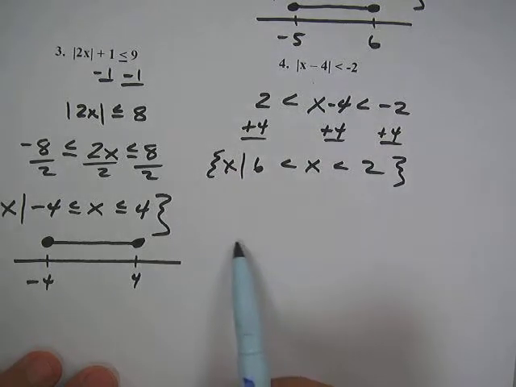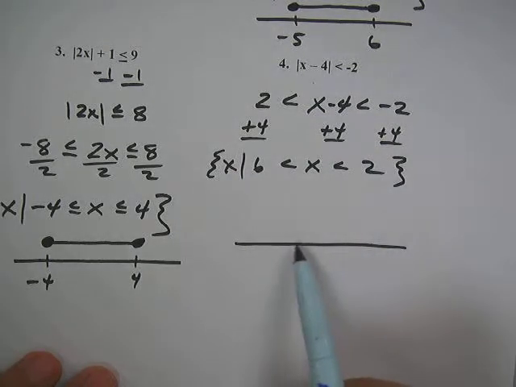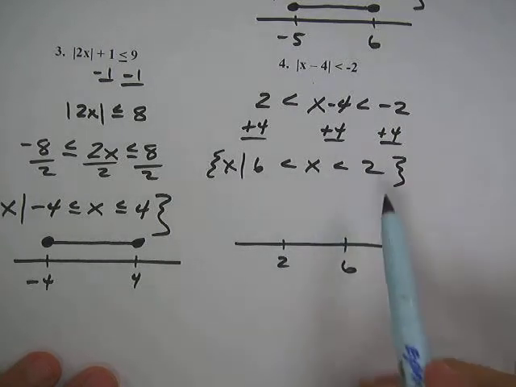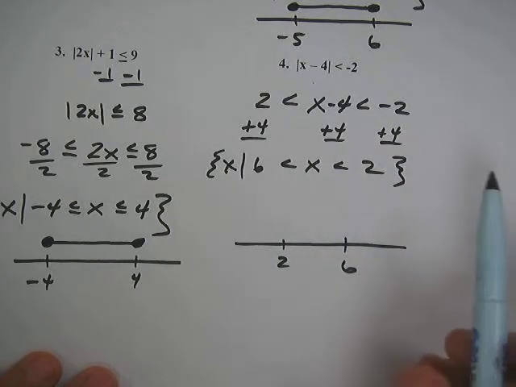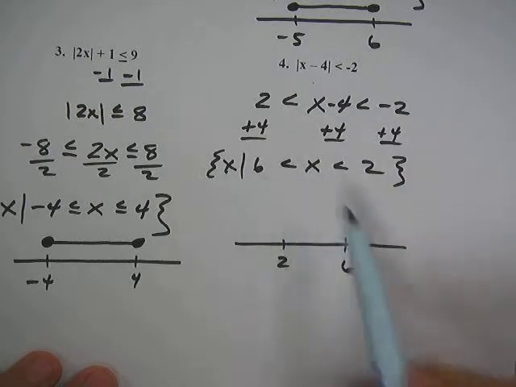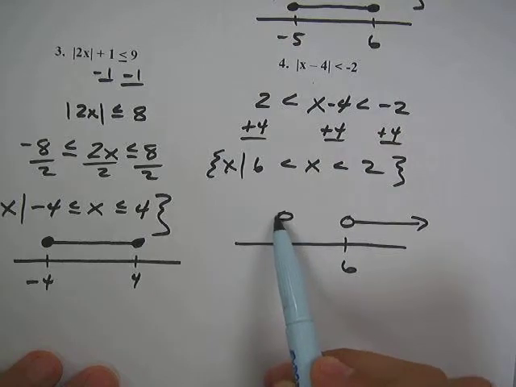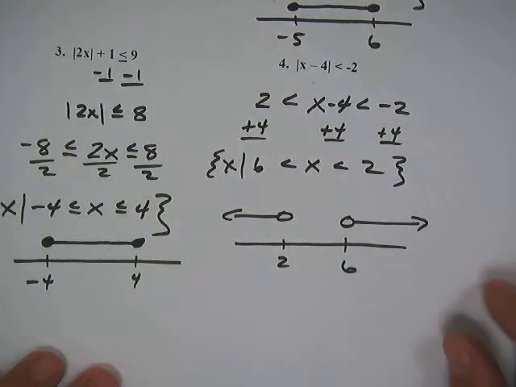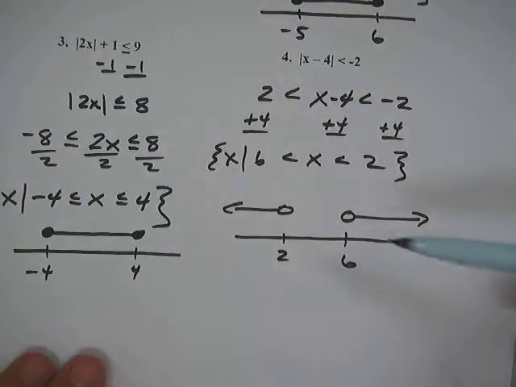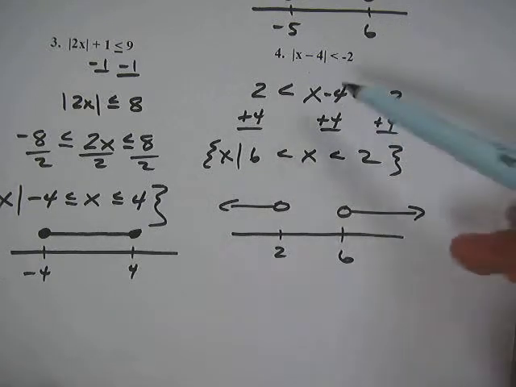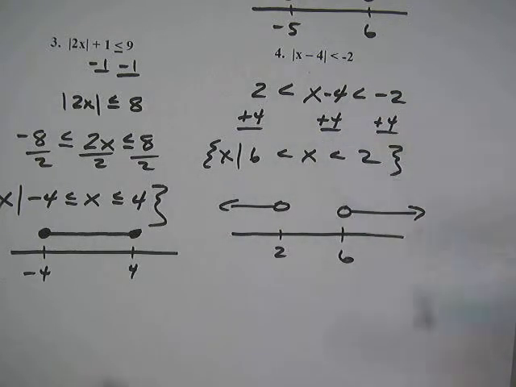So I would get x is greater than 6 and less than 2. Okay, so let's graph that. Okay, so here's 2, here's 6. This says x is greater than 6, and x is less than 2. Well, that looks kind of funny.